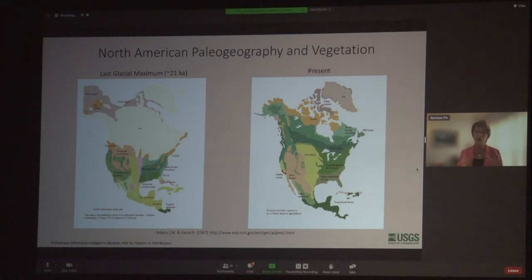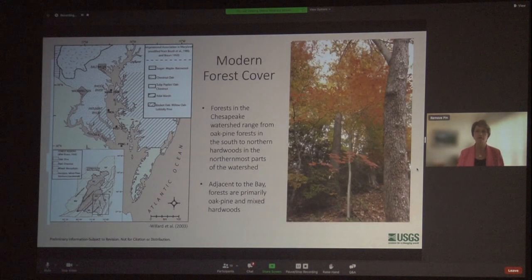So we know on the very big scale, generally how this vegetation has shifted through time. And what we were interested in, and if we go to the modern forest cover in Chesapeake Bay, we again have a range throughout the watershed from northern hardwoods in the north up in New York. But around Chesapeake Bay itself, we have primarily pine oak forests, hardwood forests, as you can see in this picture here. So that's what it's like now. How much has it varied during Holocene time, during more recent time?